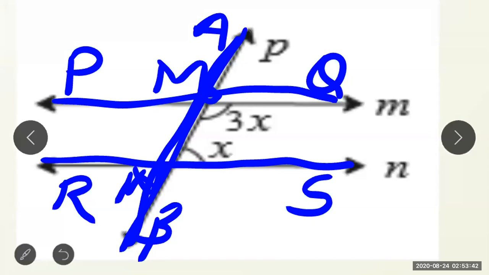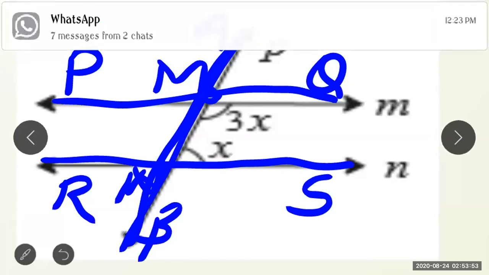That is already given, so we have to write the given. Since M is parallel to N and P is the transversal. This has already been given. Now what has been given? M is parallel to N and P is the transversal.